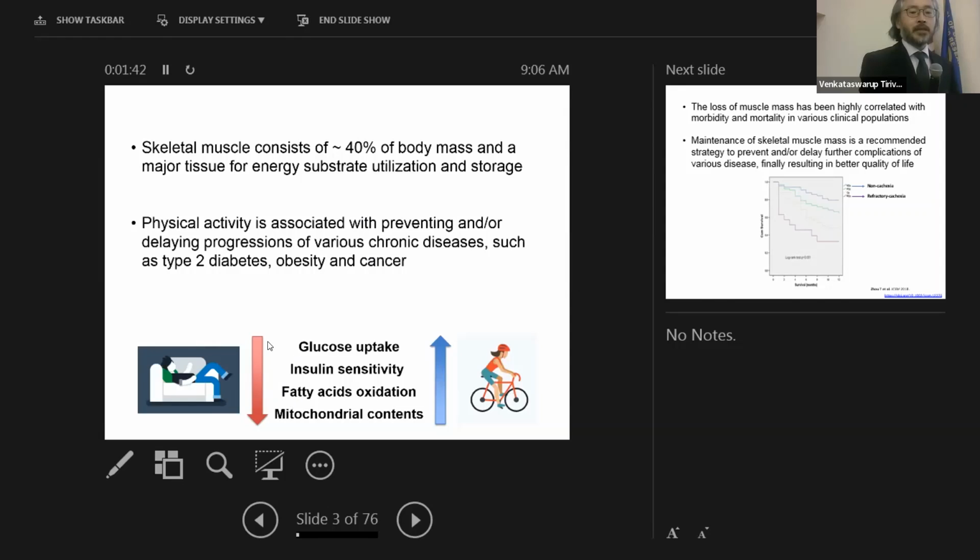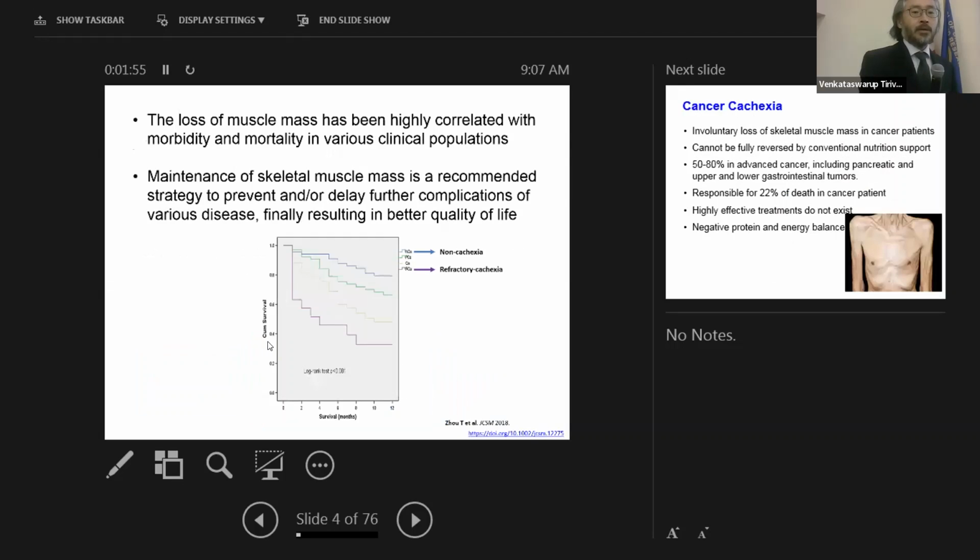Therefore, physical activity is highly associated with preventing or delaying progression of various chronic diseases, such as type 2 diabetes, obesity, and cancer. On the other hand, if you lose muscle mass, this has been highly correlated with morbidity and mortality in various clinical conditions.